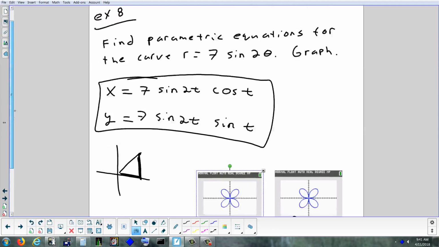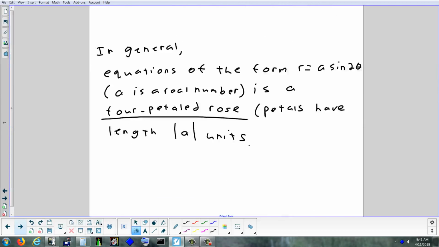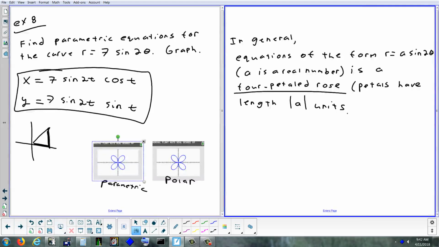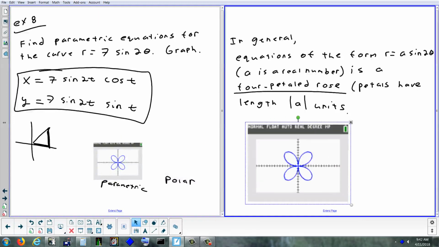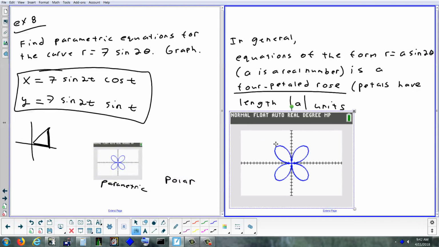And that graph has a special name. Anything of the form r equals a sine 2 theta is called a 4-petaled rose. The length of each petal is the absolute value of the number in front. So our petals had a length of 7 units. If you were to measure it, it's 7 units from here to the tip of the petal.